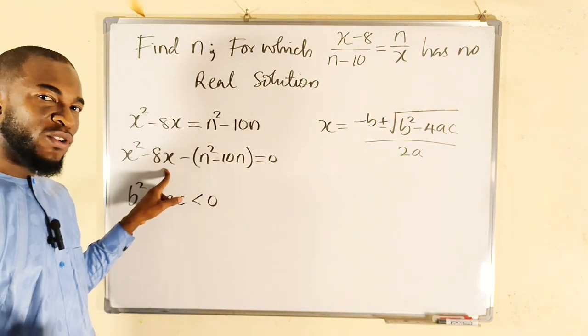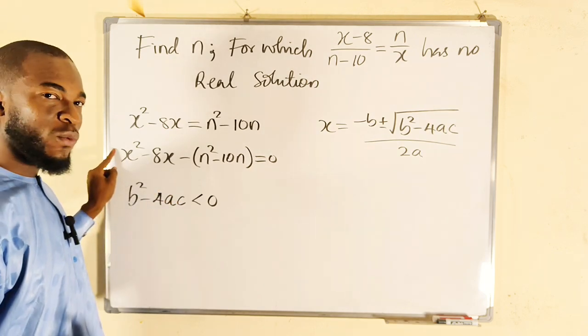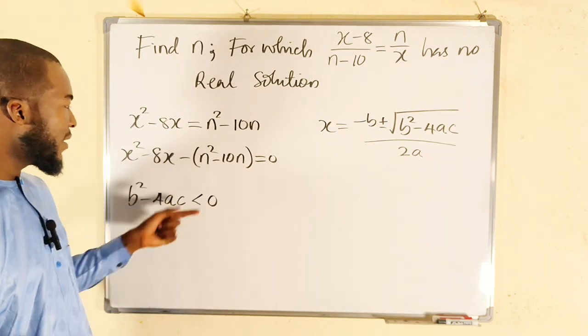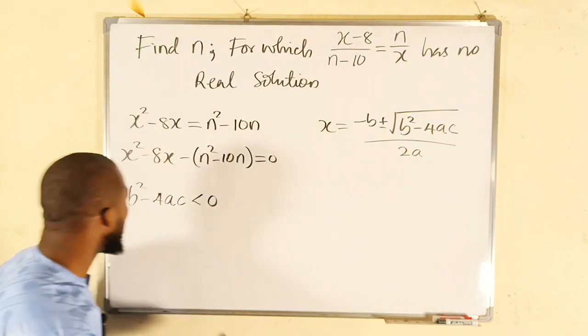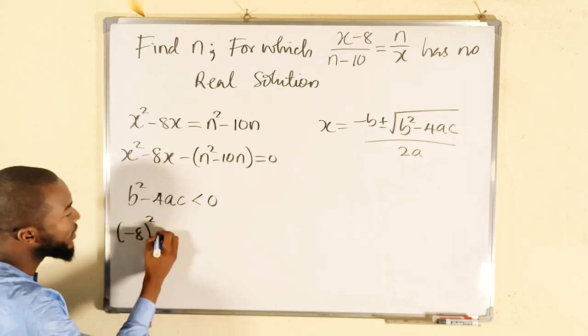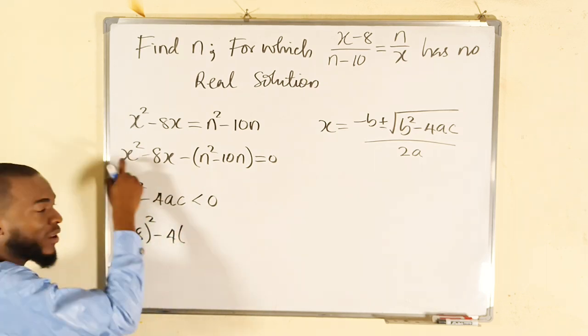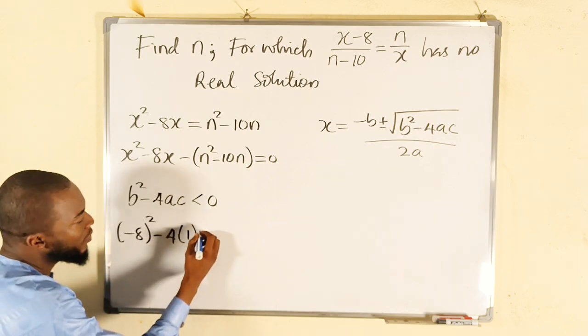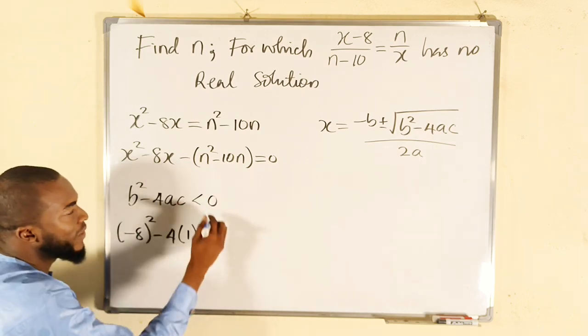And what is b here? b is always the coefficient of x, which is negative 8. a is the leading coefficient, which we have here as 1. And c is always the constant, which we have as negative the whole of this. So let's substitute. b squared, that is negative 8 whole squared, minus 4 multiplied by a. a is the coefficient of x squared, which is 1. Then multiplied by c, and c is the whole of this, which is what?